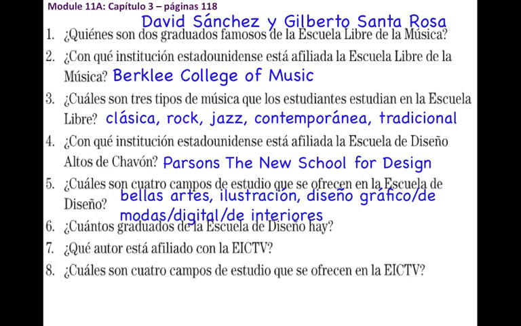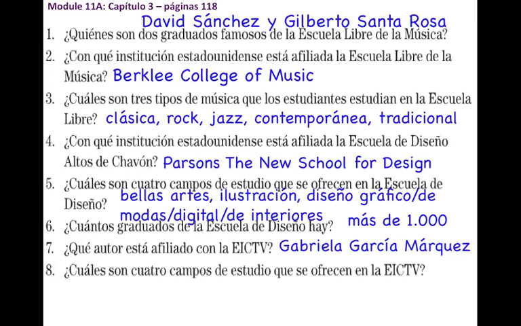6. ¿Cuántos graduados de la Escuela de Diseño hay? How many graduates of the School of Design are there? Más de 1,000, more than 1,000. 7. ¿Qué autor está afiliado con la EICTV? Remember the name of the author, colombiano. Gabriel García Márquez. Y finalmente, 8.